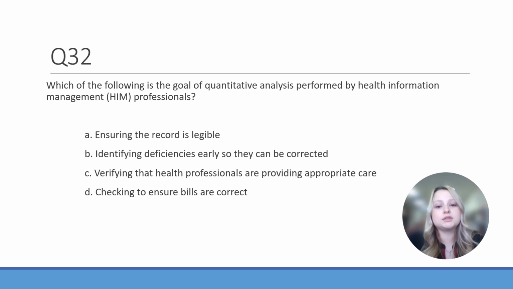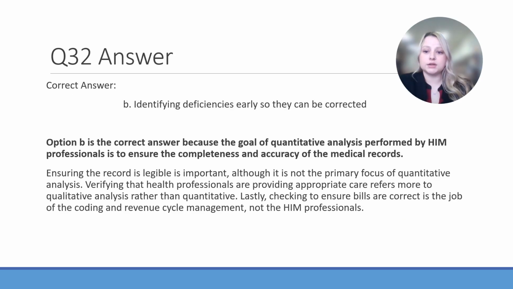Which of the following is the goal of quantitative analysis performed by health information management professionals? A. Ensuring the record is legible. B. Identifying deficiencies early so they can be corrected. C. Verifying that health professionals are providing appropriate care. Or D. Checking to ensure bills are correct. The correct answer is B. Identifying deficiencies early so they can be corrected.